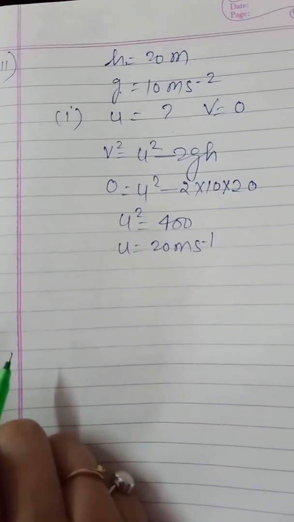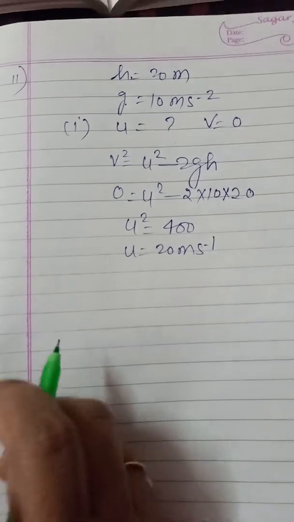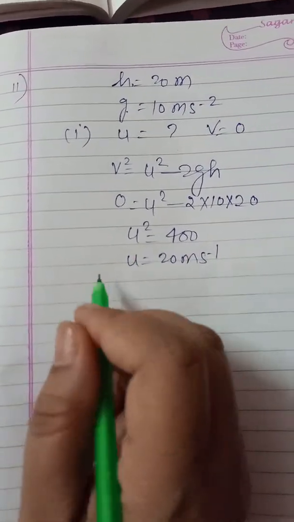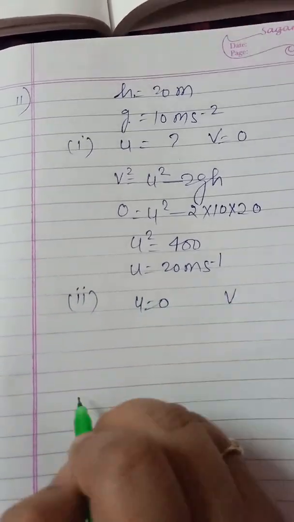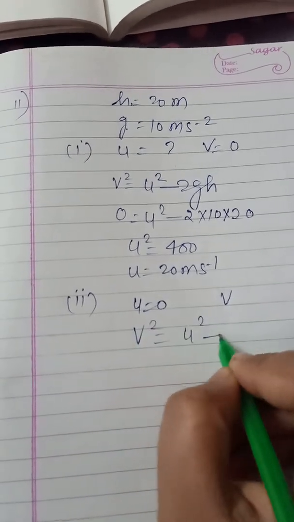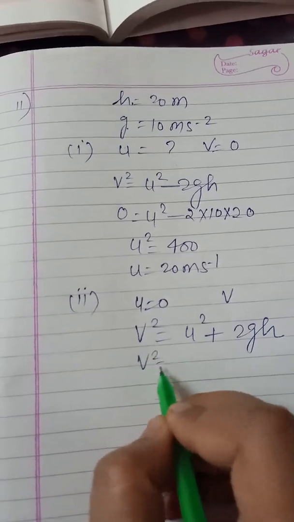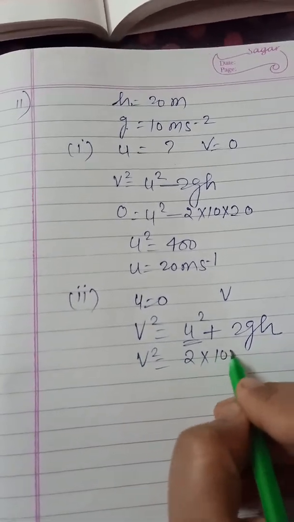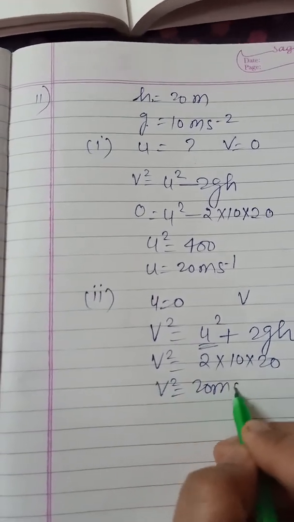In the second part, the final velocity of the ball on reaching the ground. The initial velocity will be 0. When it returns, we have to get the final velocity. The same formula will be applicable: v square is equal to u square plus 2gh. u is 0, g is 10, h is 20. So v is 20 meter per second.